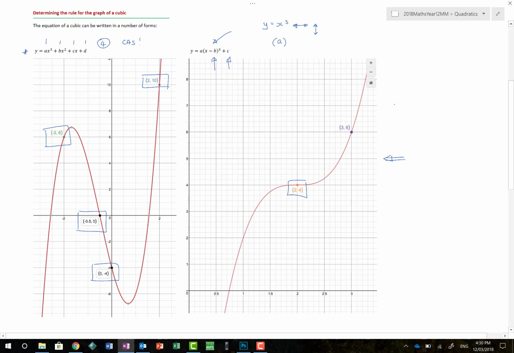In this situation, we go to y equals a(x minus 2) cubed, because it's translated 2 that way, plus 4. So that turning point has given me most of my equation. But to find the value of a, I need a value of an x and a value of a y. The easiest way to get an x and a y is to give you a coordinate. So (3, 6). Using that, I would now say 6 is equal to a(3 minus 2) cubed plus 4. I could go forward to solve that to find my value of a, and then state the rule for the graph of that cubic.